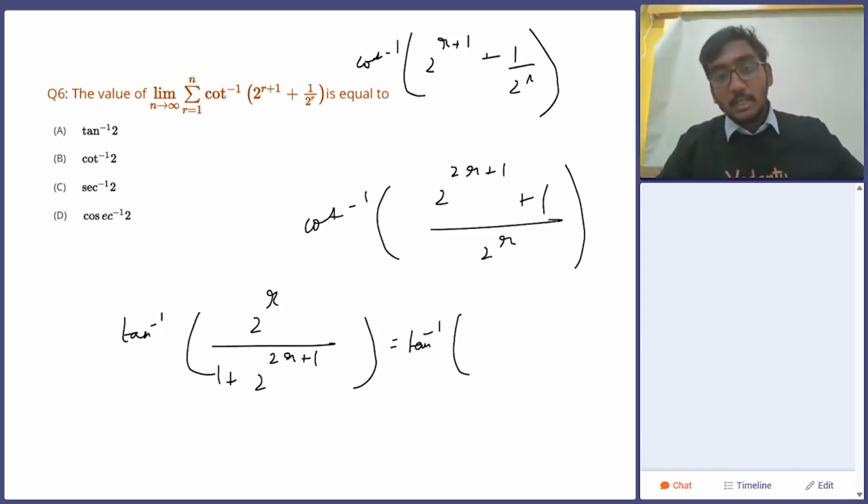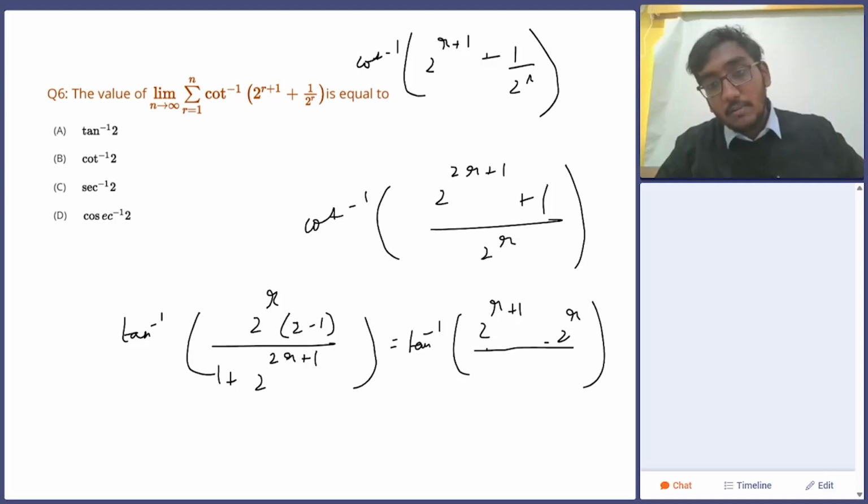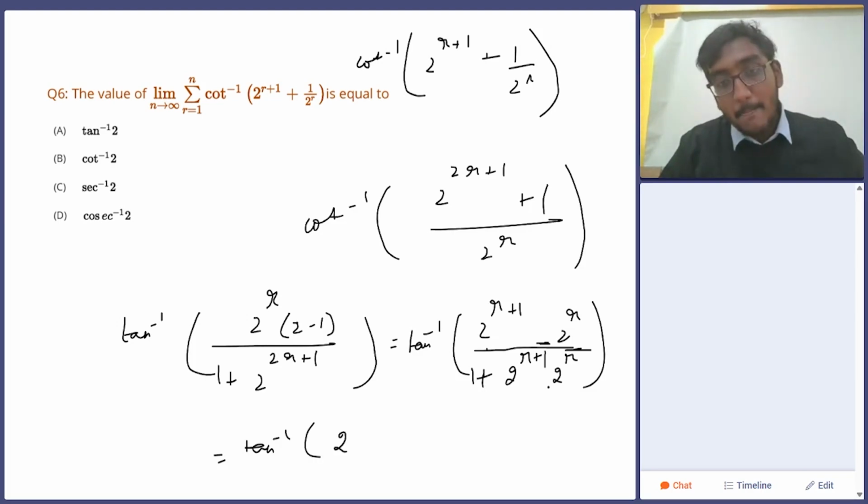Yeah, and that will be the same as tan inverse of... I'm just realizing that there is a 1 here, 2 power r into 1, right? That 1 I will write as 2 minus 1, so that when you multiply, it will be 2 power r plus 1 minus 2 power r. And the denominator will be 1 plus 2 power 2r plus 1, which I will write as 2 power r plus 1 into 2 power r. So it is of the form tan inverse of a minus b by 1 plus ab, which is the same as tan inverse a minus tan inverse b. That will be the expansion of this.